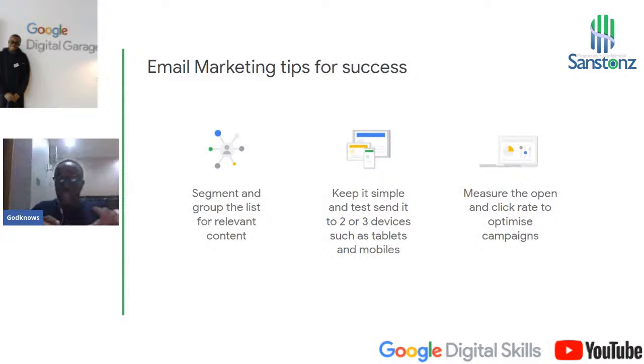This will give you insight on how it will look on their end. Sorry, measure the open click rate and optimize the campaign. Open click rate is how many people actually clicked on your email. When you see that you're getting low open or click rates, you ask, maybe the subject of the email is not clear enough. How do I restructure this?